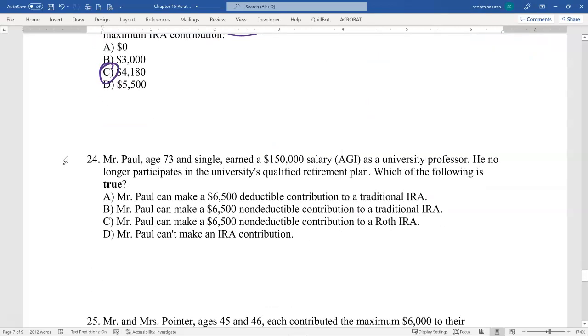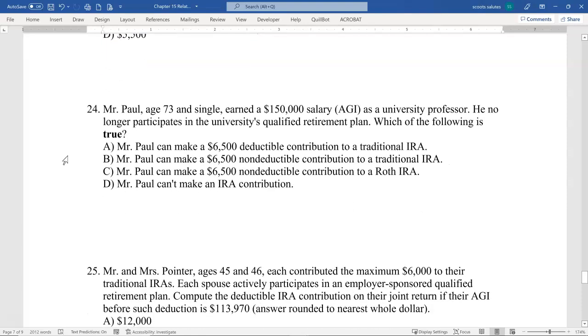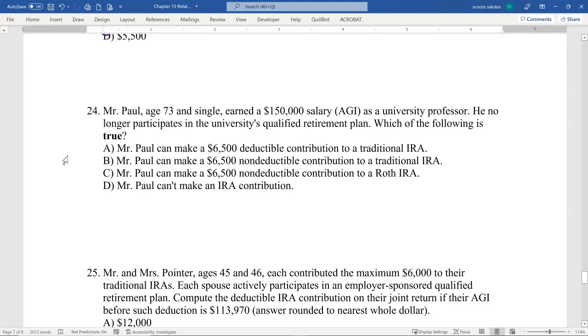Okay, so let's look at 24. 24 says Mr. Paul, age 73 and single, earned a $150,000 salary as a university professor. He no longer participates in the university's qualified retirement plan. Which of the following is true? Well, we could do some calculations about what he could take, but it doesn't really matter because Paul is 73. He cannot make an IRA contribution. He's over the age limit. That's the key.